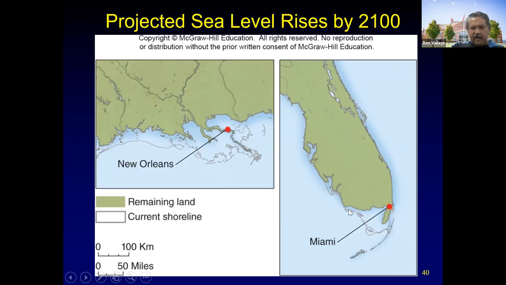Here's Miami. And then here, look at this big chunk of Florida. It's now underwater. See Everglades right there. So that's a projected sea level rise by 2100.